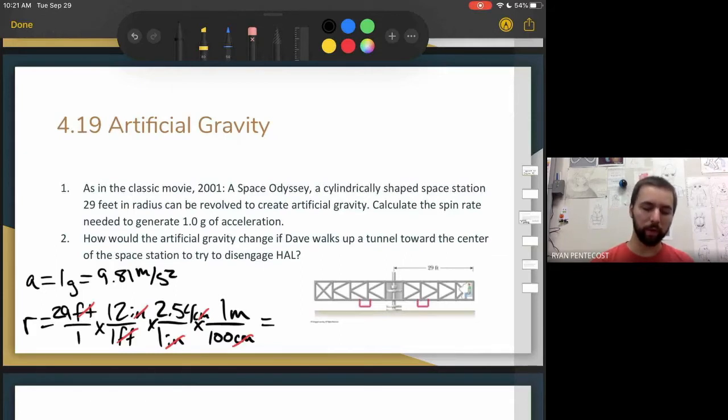So we've got 29 times 12 times 2.54 divided by 100. So we've got 8.84 meters for our radius. Right?